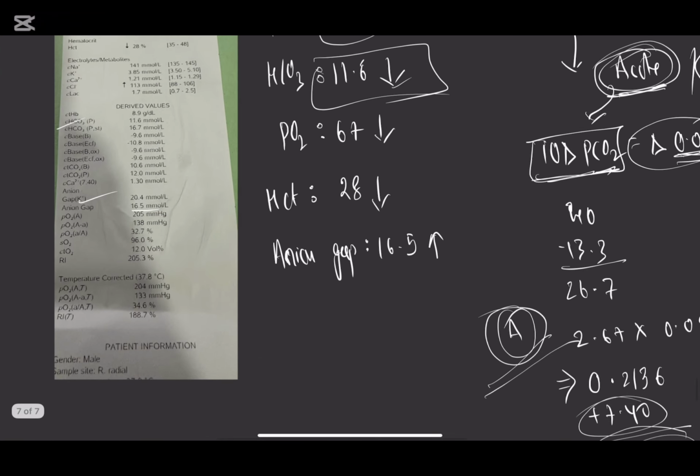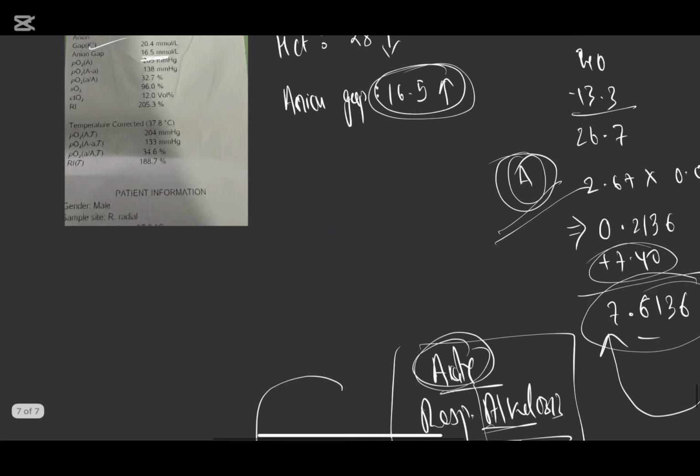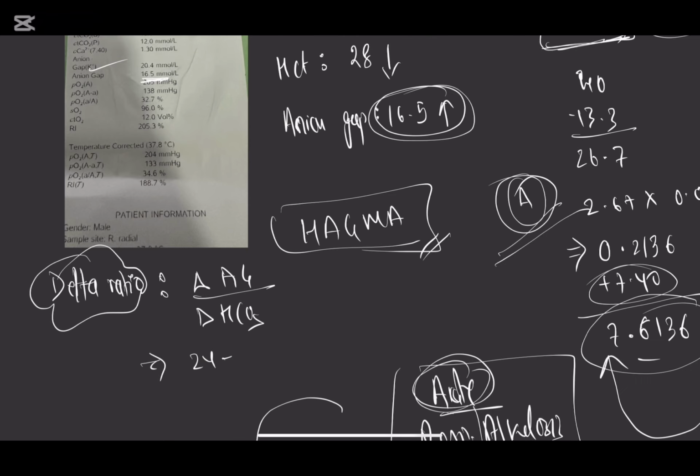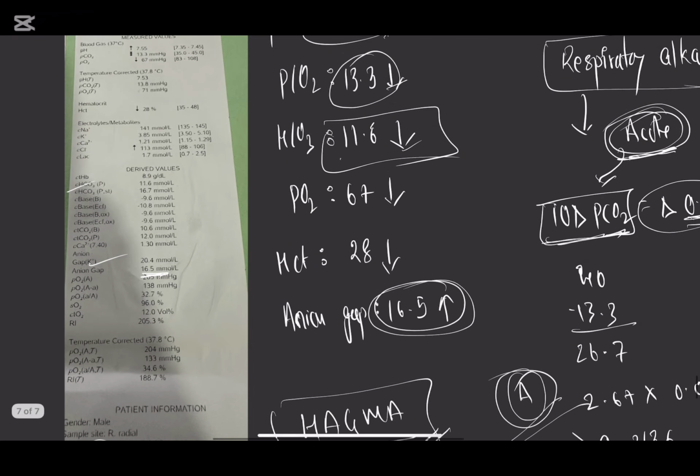And after finding the metabolic acidosis, we can go for anion gap. It's more, so we can go for AGMA, and we can check the delta ratio to see if there is any other hidden disorder or not. Delta ratio means change in anion gap by change in bicarb. Change in anion gap means 16.5 minus 12, by 24 minus 11.6.